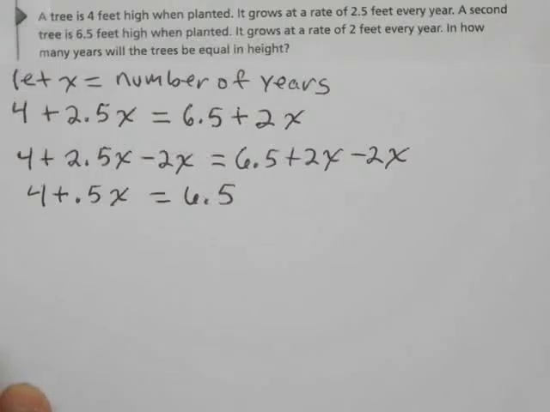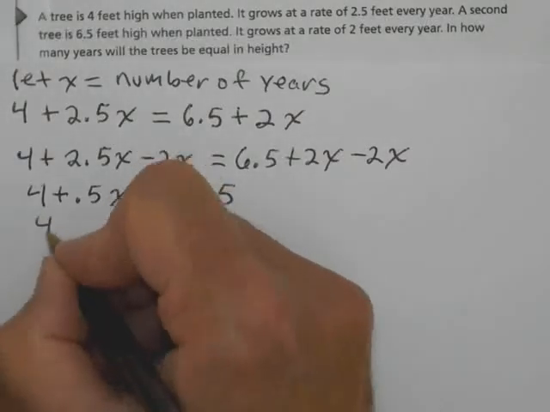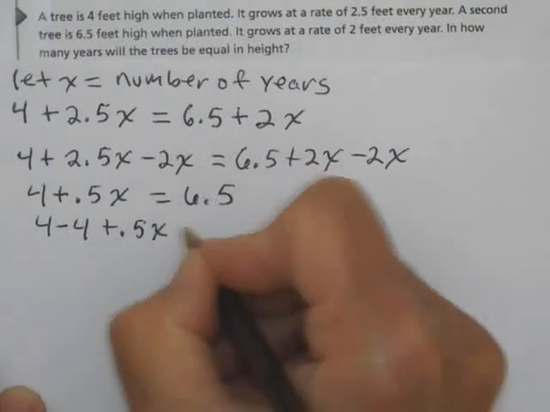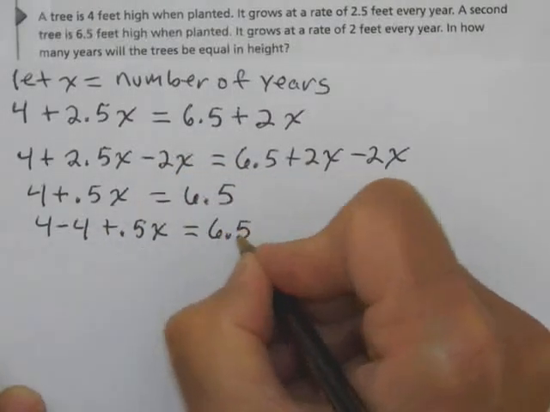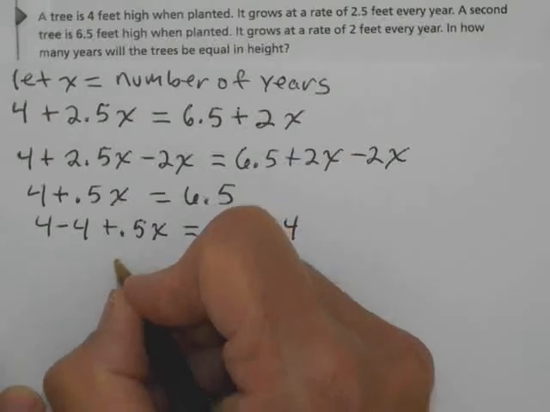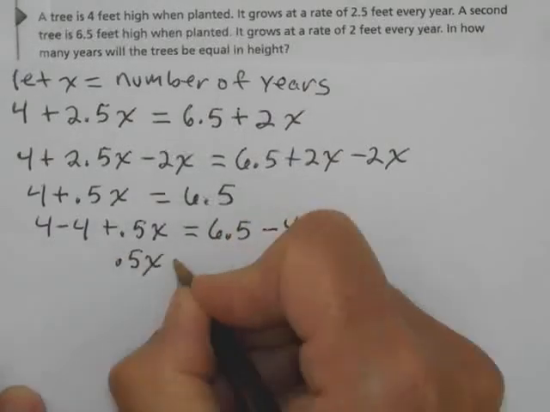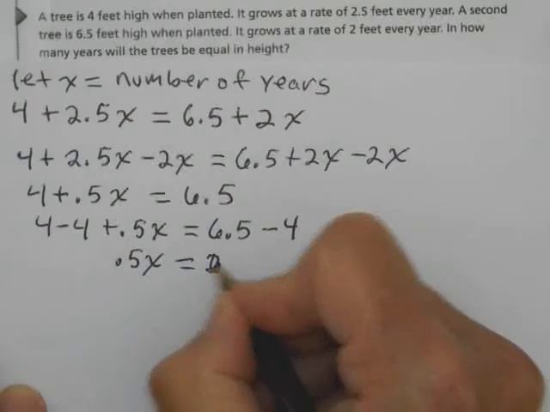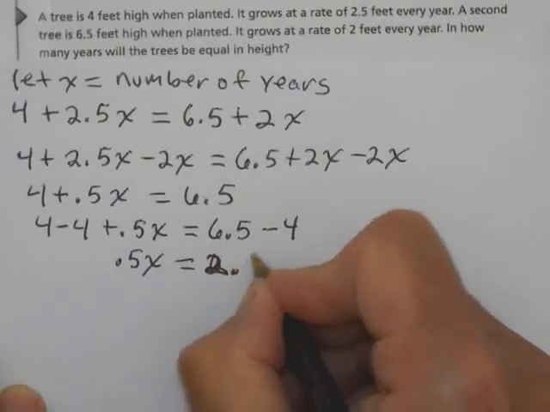My next step is going to be to move this 4. So I'm going to subtract 4 from both sides. And as a result of subtracting 4 from both sides, I'm going to end up with 0.5x is going to equal 2.5.